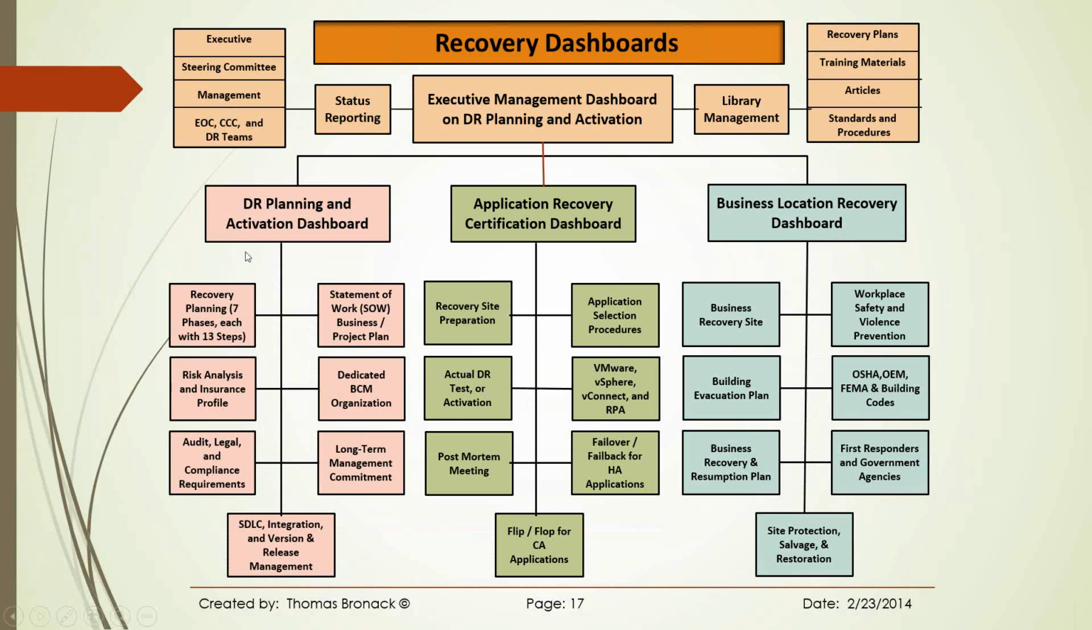The DR activation is basically recovery planning. That's the executive management dashboard where we have a plan for enterprise resiliency and corporate certification. It's comprised of 7 phases, each with 13 steps, for a total of 91 steps that have to be done. A risk analysis is part of it. Insurance policy and profile is generated from that. Audit, legal, compliance requirements are generated. The statement of work and a business plan are generated.